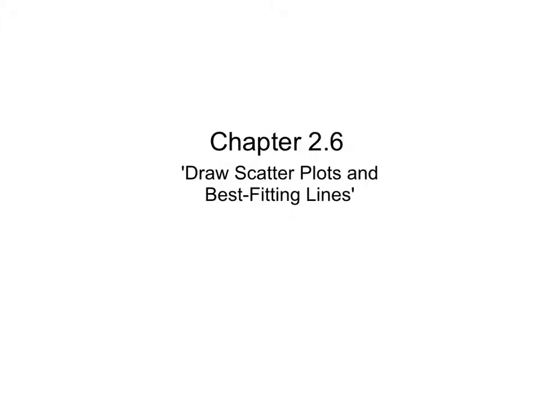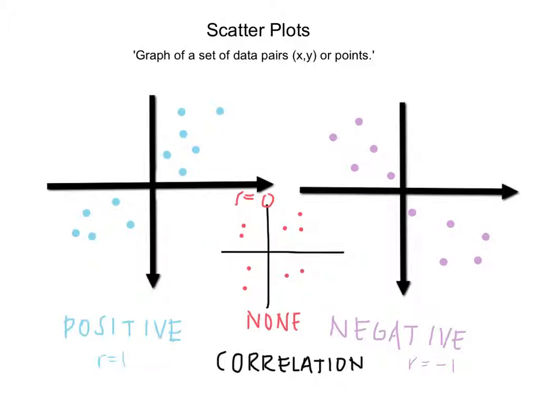Hey, this is chapter 2.6, Draw Scatter Plots and Best Fitting Lines. So scatter plots are just that. They're a group of points that instead of being connected with a line are scattered on a graph.